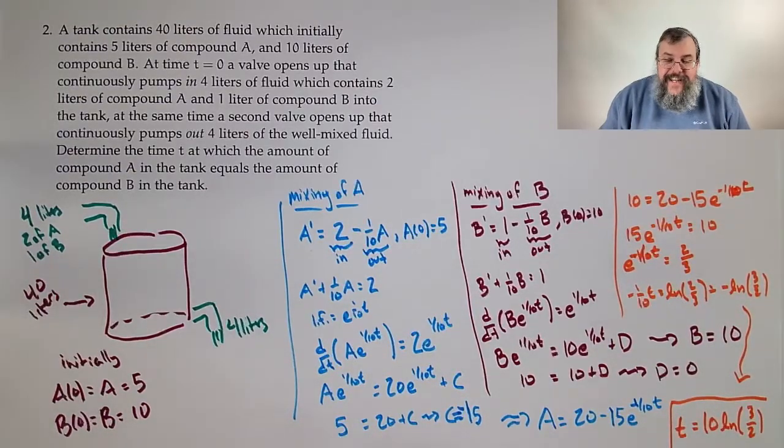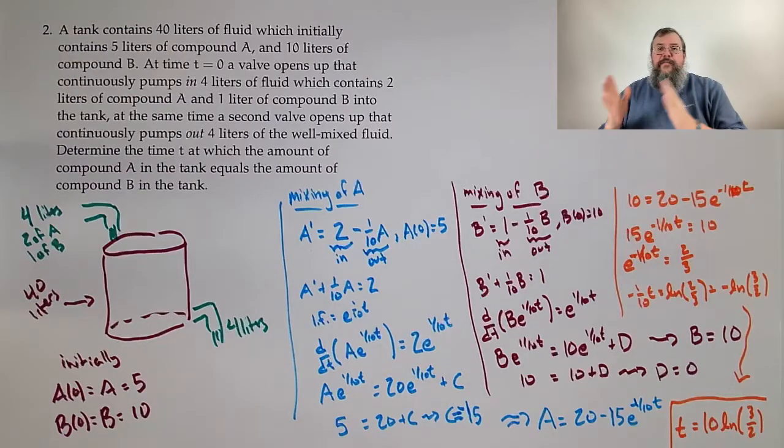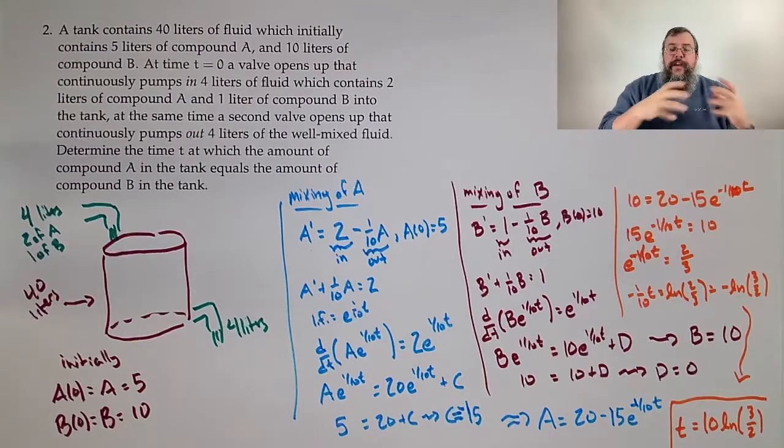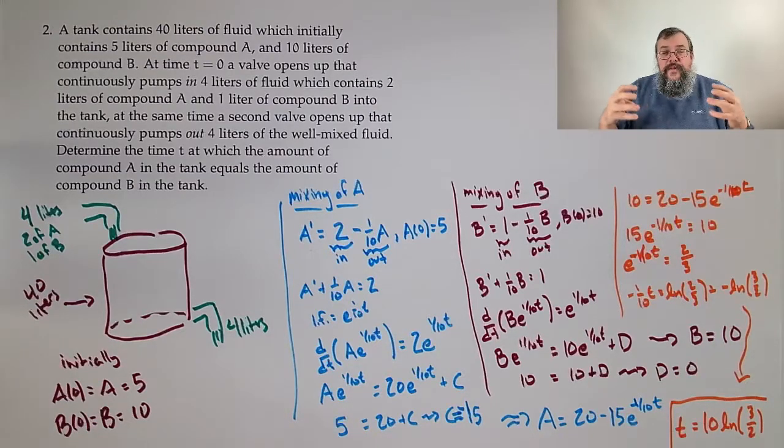That's it. That's the answer. 10 natural log 3/2. What a good answer. That was a fun problem. And it's kind of one of those things that's like, are we able to do this? Because there's like two things going on, and it's not a systems problem, because it's not that A is affecting B. It's just that we have something going on with A and something going on with B, and we just need to solve them individually and then compare the answers. Good times. I like this one.